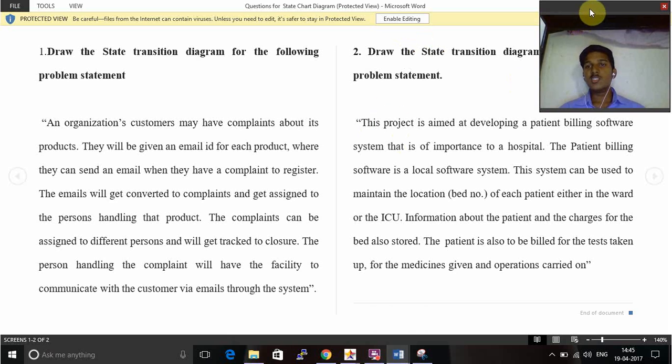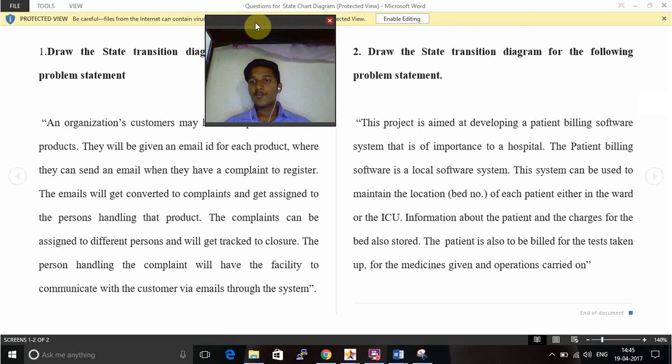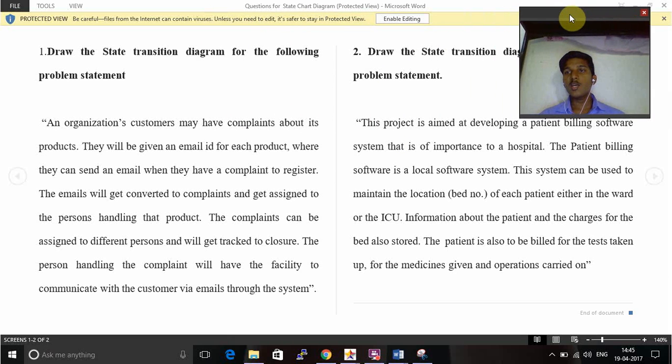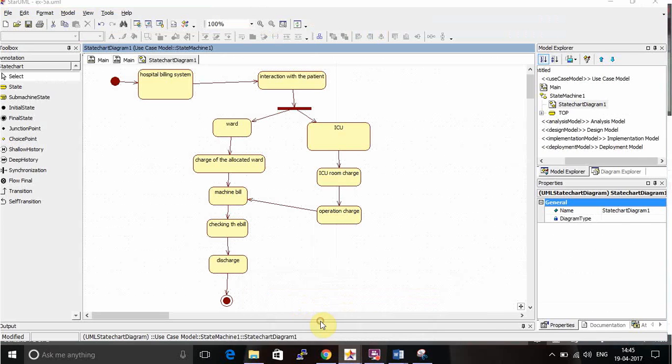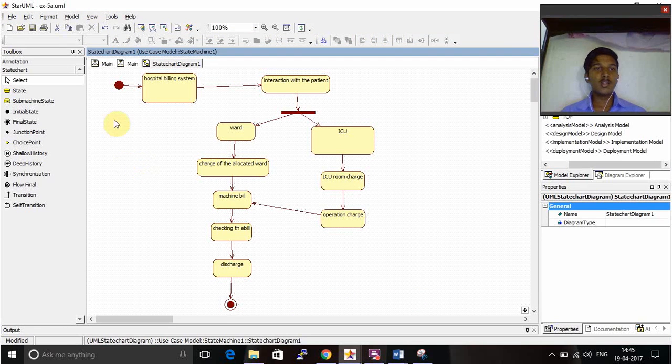And here the second question is the state chart diagram for patient billing software. So in a hospital, for the patient, we must give the billing. So here I have drawn that scenario. First, when we start, inside the hospital billing system, there will be interaction with the patient. When the patient is sent here, it is a deciding point: whether the patient is sent to the ward or ICU.